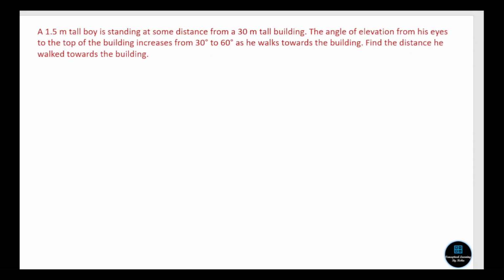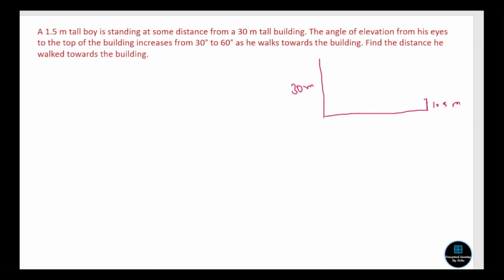Now, very interesting question. Alright, let's understand. A 1.5 meter tall boy is standing at some distance from a 30 meter tall building. So I'll just make the building. First of all, I'll make the ground, and the height of the building is 30 meter. This is 30 meter. Okay. Alright. And the boy is standing here, who is 1.5 meter tall.